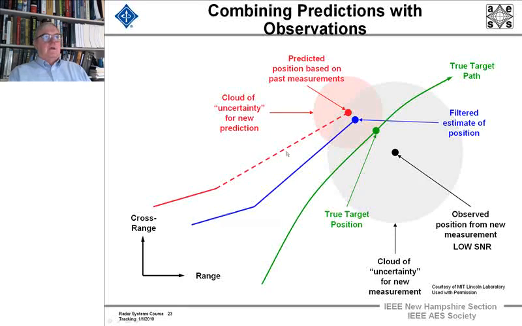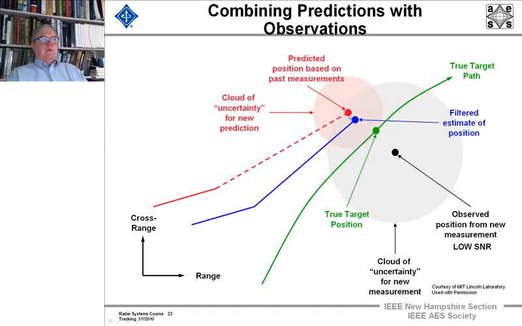And now moving on to issues related to combining predictions with observations. This little set of green, red, and blue lines and circles is the diagram we're going to use to go over that issue. In red, we have one track, and that's the predicted position based on past measurements. Here we have the filtered estimate of position. And here in green, we have the true position of the target.